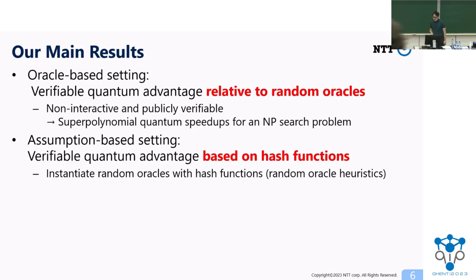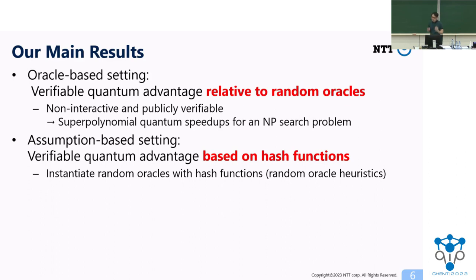And our main result is that we resolve the question affirmatively. Specifically, in the oracle-based setting, we give the first verifiable quantum advantage relative to random oracles. Moreover, this is non-interactive and publicly verifiable. This means that we have a super polynomial quantum speedup for an NP search problem. And this can also be used to obtain a result in the assumption-based setting.